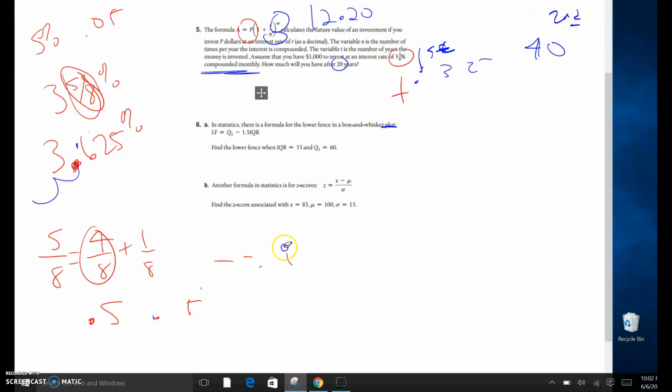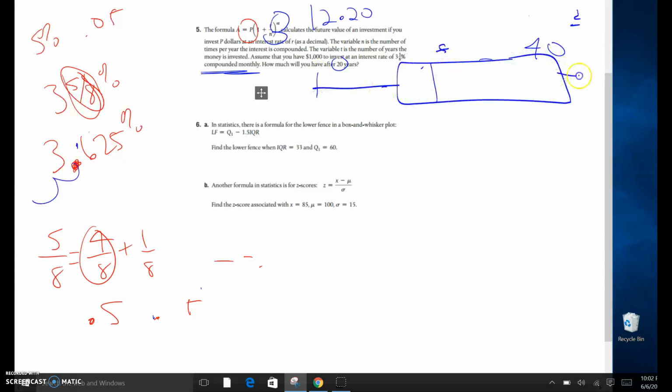All right, so what do we have? So this is for a box plot. I don't know if you've seen those graphs where it kind of looks like this, and maybe it goes off here and here. So that's called a box plot. So Q1 is what? 60 minus 1.5 times your IQR, which is 33.